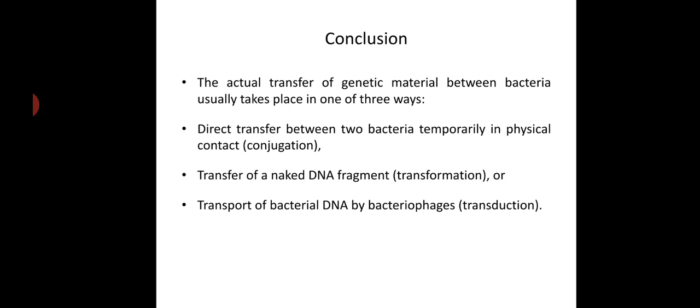Therefore, we can conclude that the actual transfer of genetic material between bacteria usually takes place in one of three ways: direct transfer between two bacteria temporarily in physical contact, that is conjugation; transformation, that is transfer of naked DNA; or transport of bacterial DNA by viruses or bacteriophages, that is called transduction.